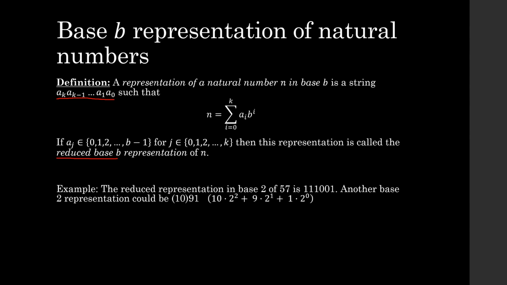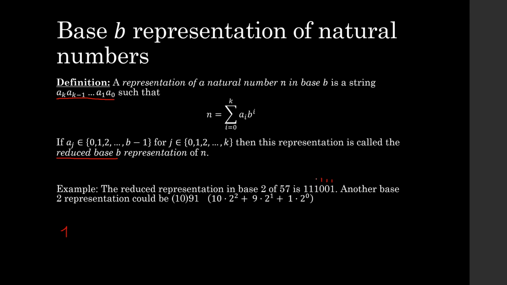So let's look at an example. If I look at the base 2 representation of 57, its reduced representation is 1, 1, 0, 0, 1. Let's check that. First of all, we know that if it's going to be a representation at all, it's definitely going to be reduced, because each of those terms in the string is smaller than 2. But let's check that it actually is a representation. So I've got 1 times 1, plus 0 times 2, plus 0 times 4.